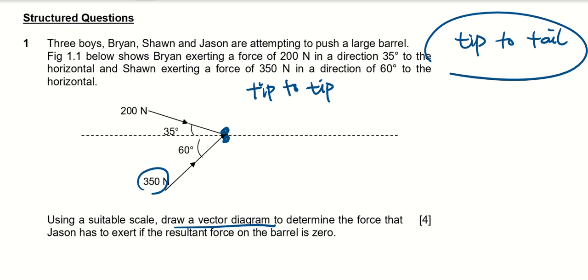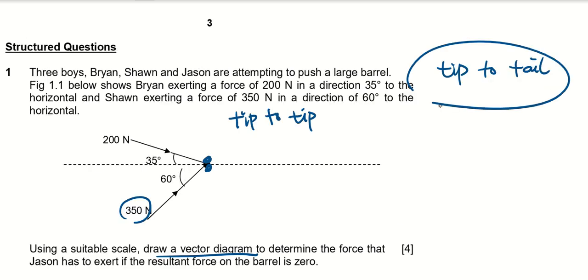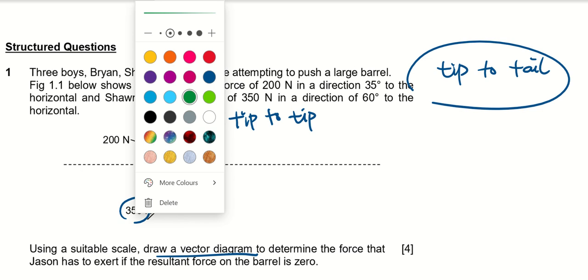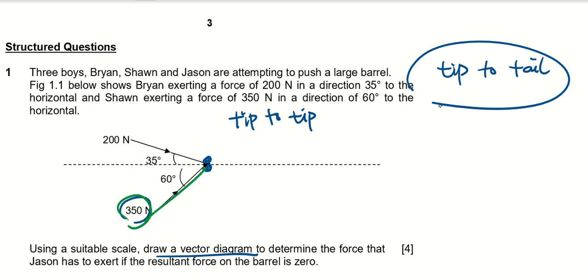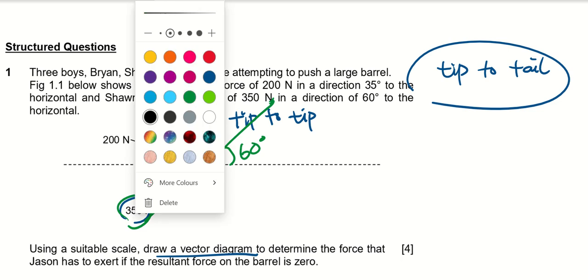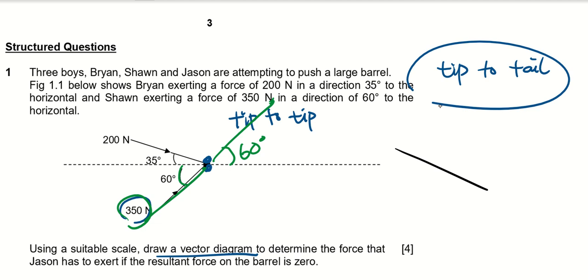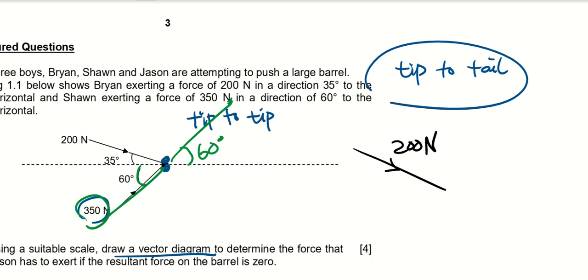So I can either shift my 350 Newton. Let me give it a different color. 350 Newton, I shift it here. When I shift, I must make sure that I keep to this direction by using this angle. So if over here is 60 degrees, I can measure here and get 60 degrees. So with this, now my vector diagram looks like this. 200 Newton, I did not shift it. But my 350 Newton will look like this.